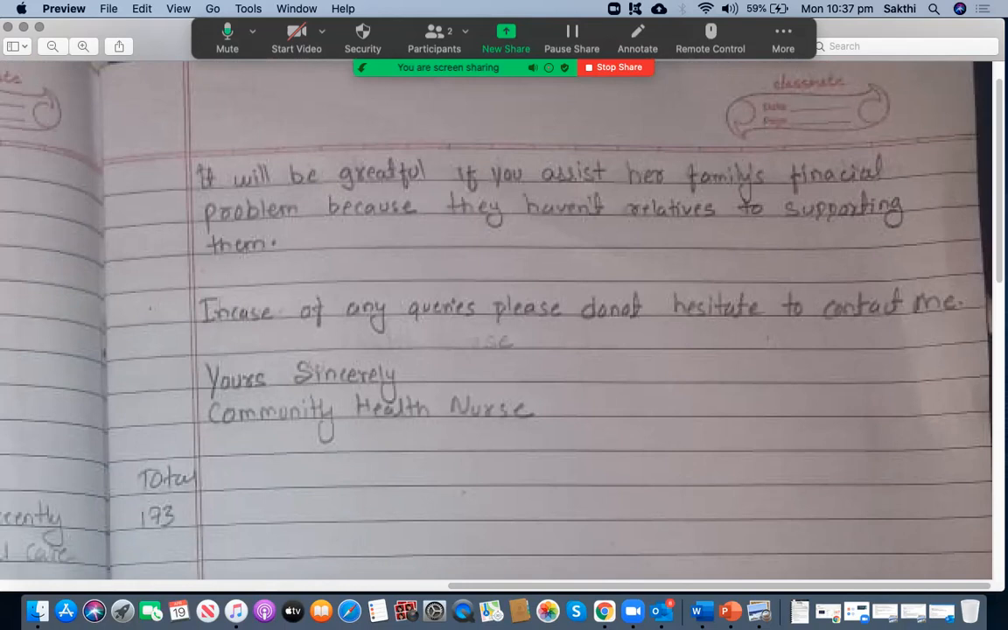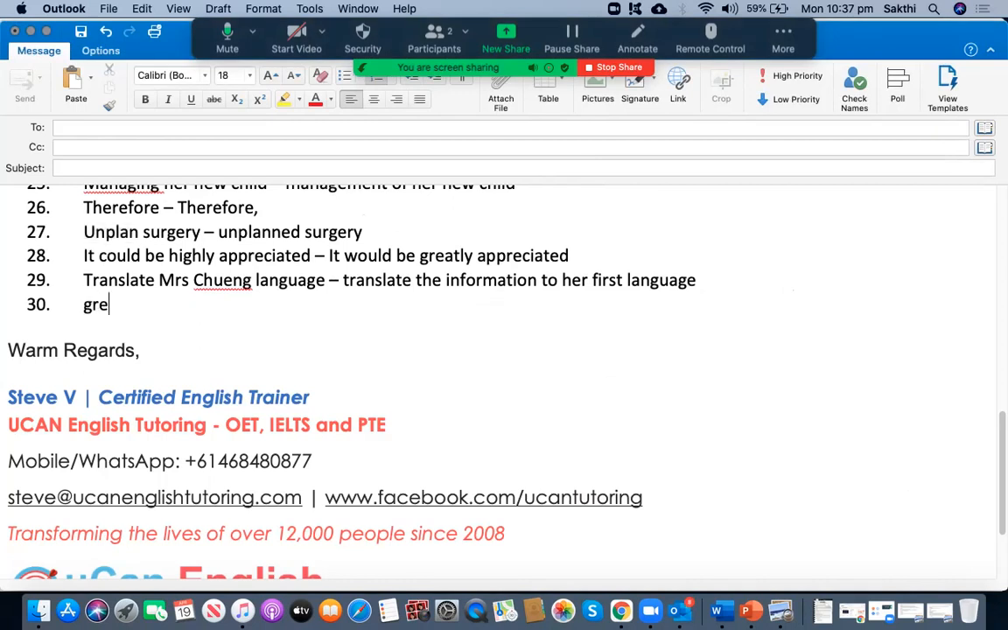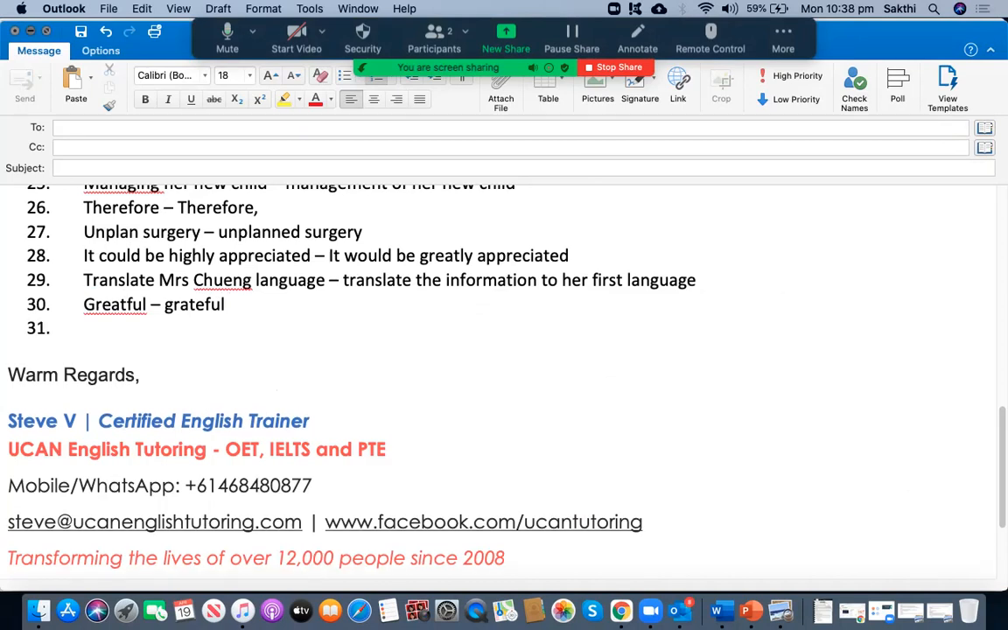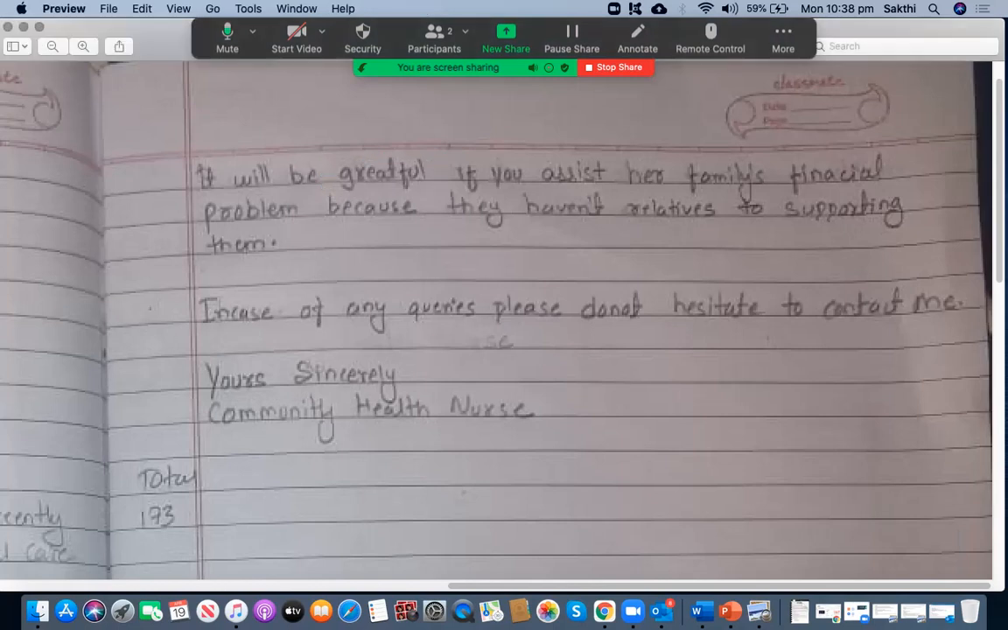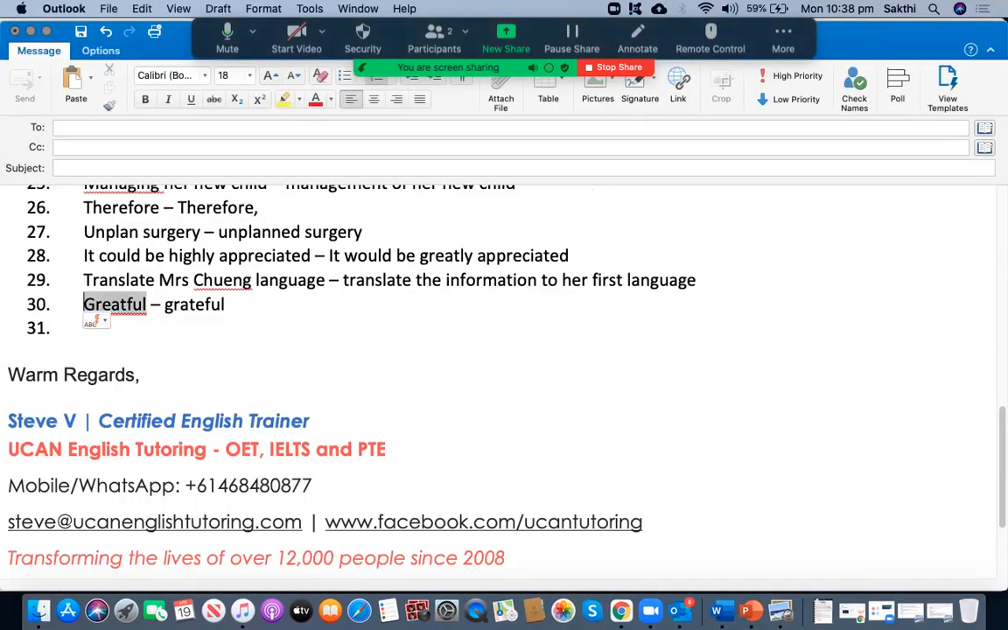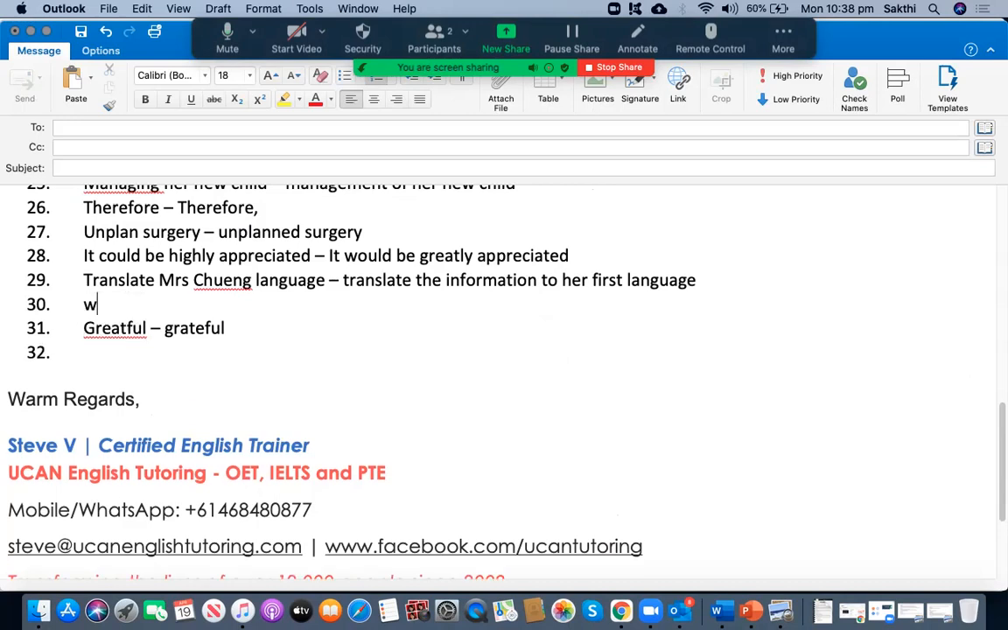Additionally, let me go to the next page. Additionally, it will be grateful. Okay, this "greatful" is wrong. Many people commit mistakes in this one. There is no word that starts with G-R-E-A-T-F-U-L. You have to use grateful. I mean, you are going to thank the patient. I'm thankful to do something. I'm grateful. So that's how you need to write it down. That's a spelling mistake and it's not good. Instead of "it will be grateful," you can say "it would be grateful." So will be can be replaced with would be.